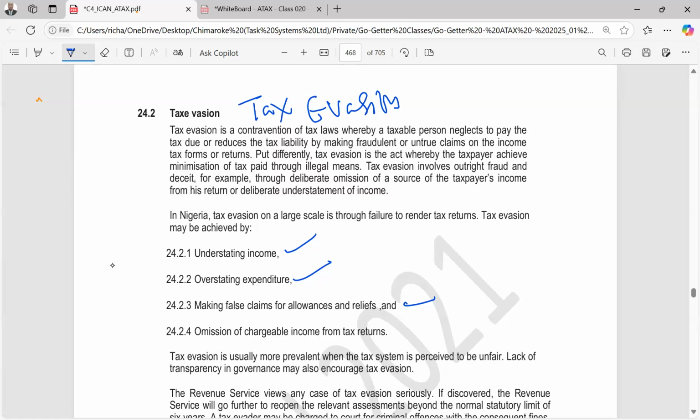Then omission of chargeable income from tax returns. So this is relatable to understating your income. You omit an income from tax returns. Normally, you are supposed to disclose income from all sources, but you mention only 3. Maybe you have 5 income sources, you only mention 3. You omit certain income, and it is supposed to be chargeable. You omit them. This is tax evasion.